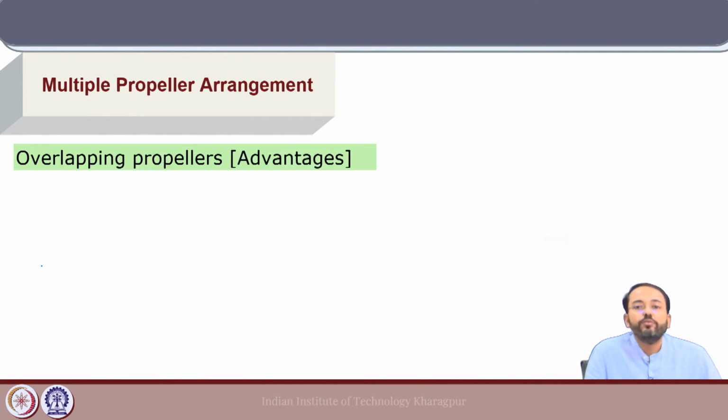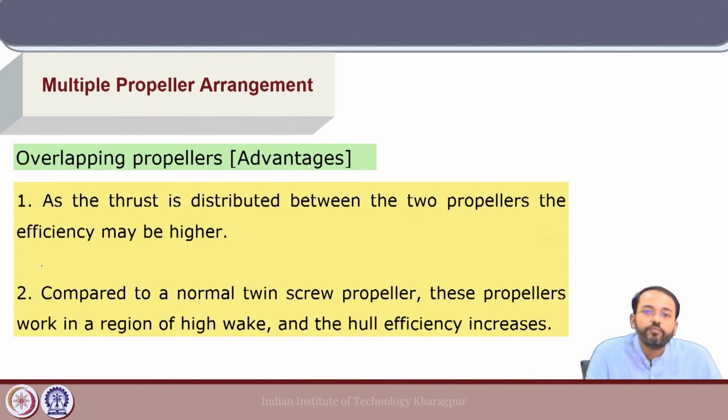First, we will look into some simple advantages of overlapping propellers. Now, like any multiple propeller arrangement, overlapping propellers have more than one propeller. For these cases, the thrust can be distributed between two propellers, and hence the thrust loading on one propeller will decrease as compared to a single propeller. So, that leads to a higher efficiency of propulsion.